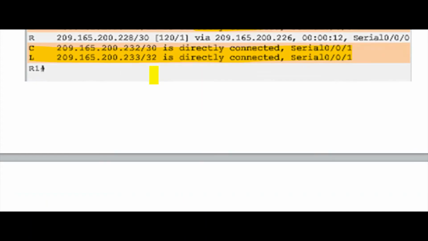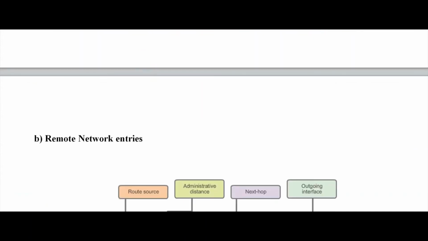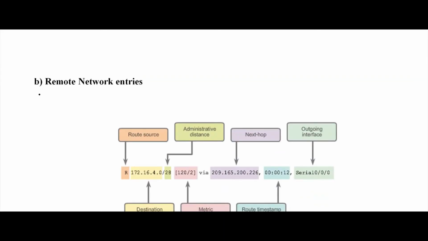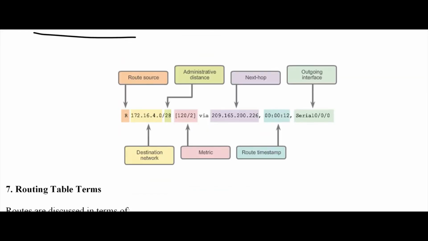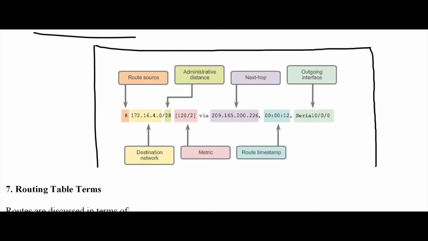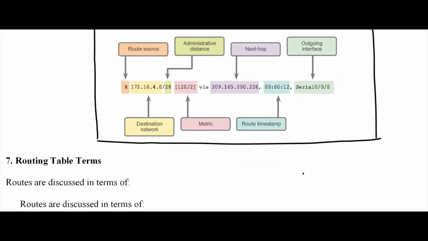Then the second type of entry is remote network entries. Remote network entries means this is not directly connected, this is available somewhere. Now you can see the remote networks. The remote network entries will be available in this format. Now I will give you an example.